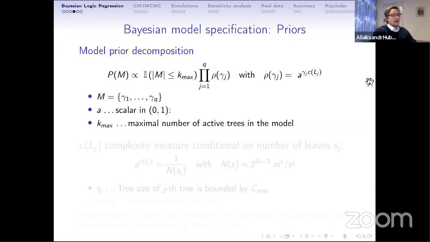In order to complete the Bayesian specification of the model, we're going to specify the model and parameter priors, and we will begin with the former. So consider M consisting of individual gamma components to be associated with individual models. So values of 0 and 1 of individual gammas are switching on and off different trees in the logic regression, and hence are uniquely defining 2 to the q different logic regression models.